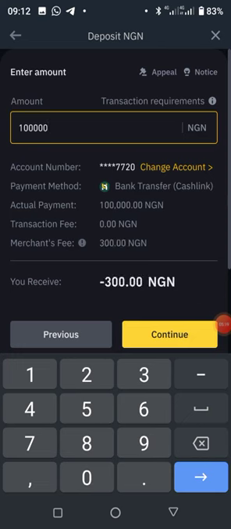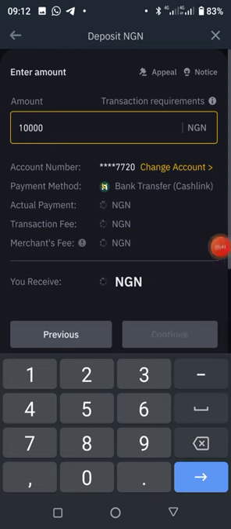So you want to send 100,000. Watch it. They'll give you, pay your charge fee. You pay 300 naira. This is what you pay, right? So your actual payment will be this. Okay, I think the system is even malfunctioning, saying you receive 300 naira. Let's delete and see.